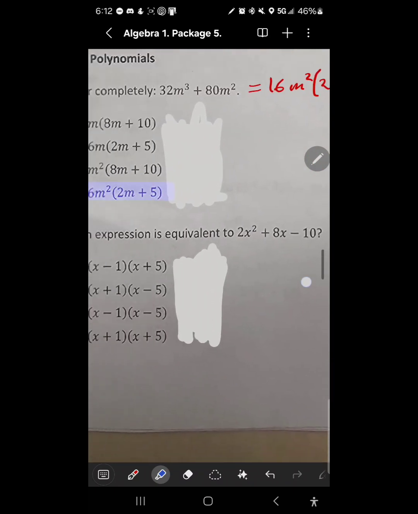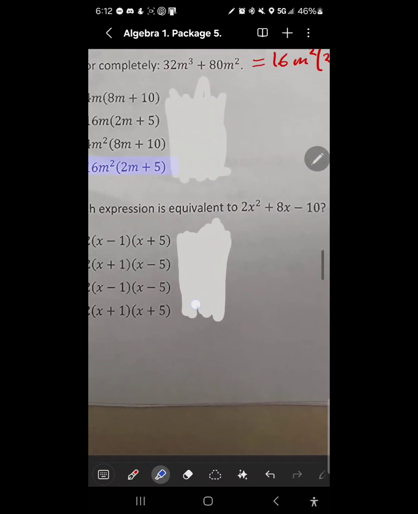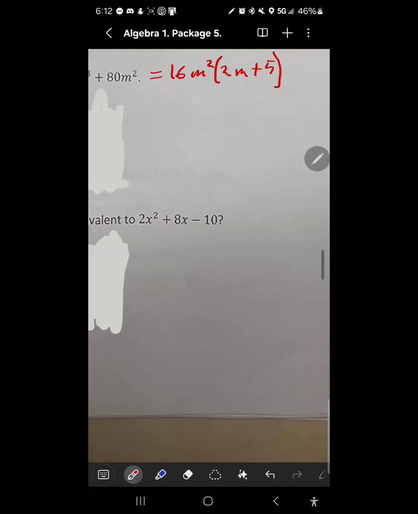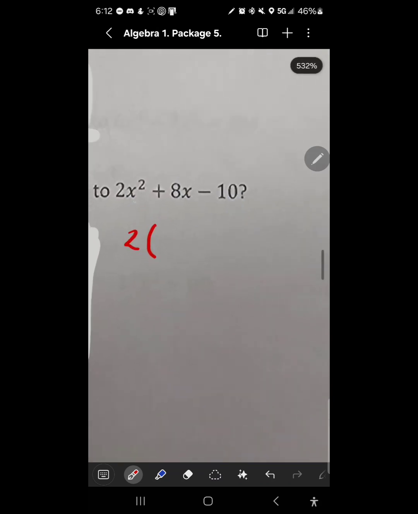Now let's see here. Which expression is equivalent to this? Okay, first, they're taking out a 2. So I'm going to take out a 2 here. 2 multiplied by 2x squared divided by 2 is x squared. 8 divided by 2 is 4. And 10 divided by 2 is 5.